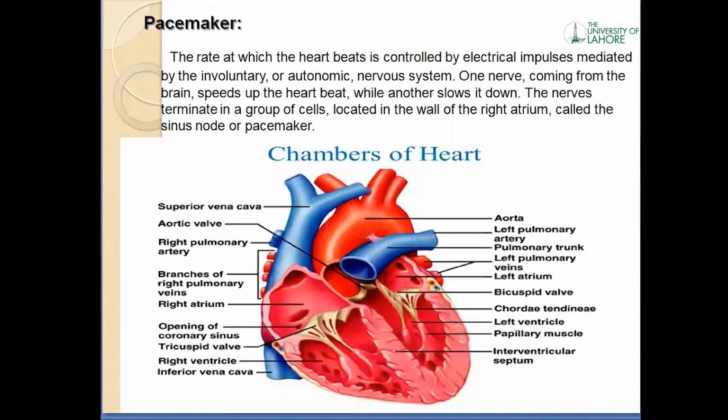Pacemaker. The rate at which the heart beats is controlled by electrical impulses mediated by the involuntary or autonomic nervous system. One nerve coming from the brain speeds up the heartbeat while another slows it down. The nerves terminate in a group of cells located in the wall of the right atrium called the sinus node, or pacemaker.